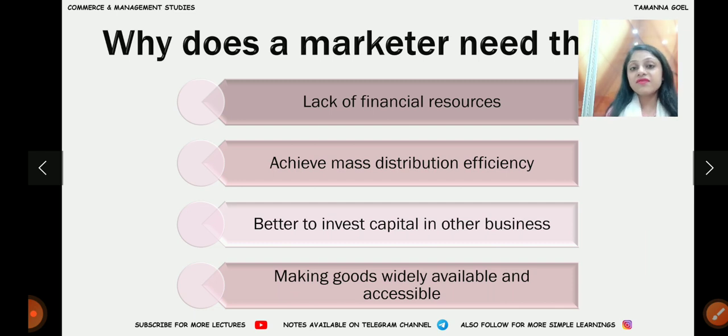And it's better that I invest my capital in something more efficient. And they make the goods widely available and accessible. Again, they have a mass reach. They will make your products available and accessible to a larger audience. So that is the importance of intermediaries in the channels of distribution.